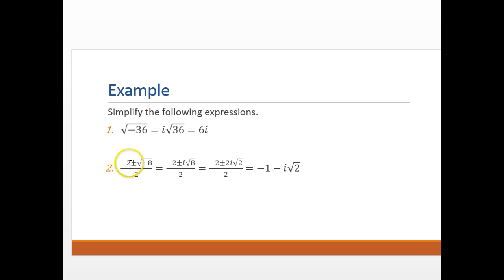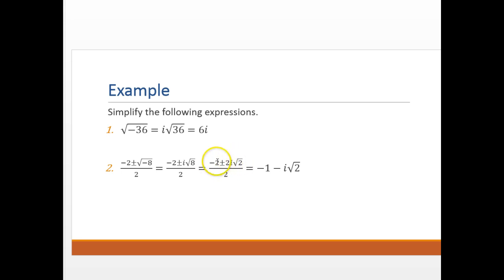I have an answer, negative 2 plus or minus the square root of negative 8 all over 2. Again, I have the negative inside my radical. So the square root of negative 8 simply becomes i square root of 8. So negative 2 plus or minus i root 8 over 2. I need to reduce the 8. The 8 is 4 times 2. 4 is a perfect square, which I can pull out, and the square root of 4 is 2. So i square root of 8 becomes 2i root 2.